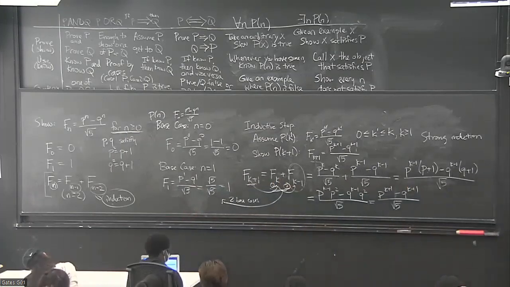Yeah. How did you know like p to the 1 minus q to the 1 is equal to? The problem statement gives you the exact values of p. Like p equals 1 plus root 5 over 2, q is 1 minus root 5 over 2. If you plug in those values.